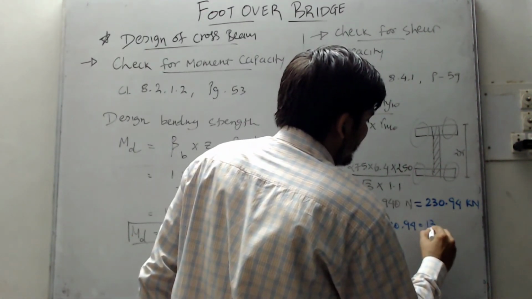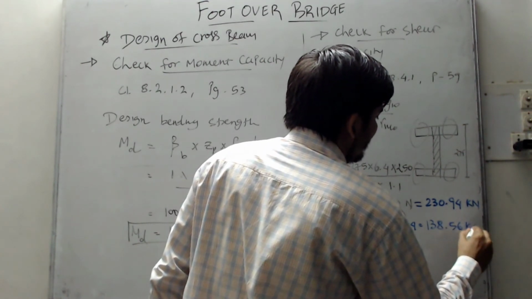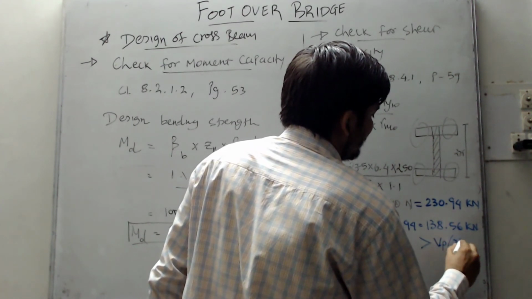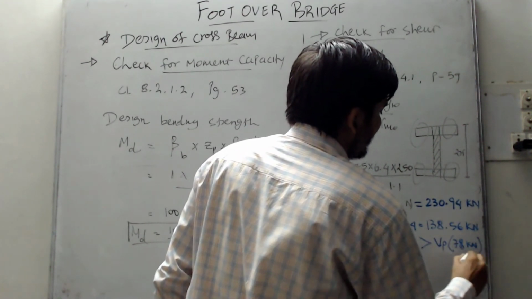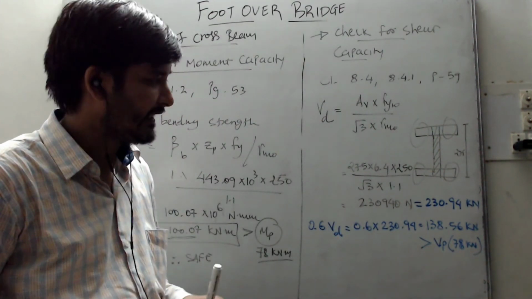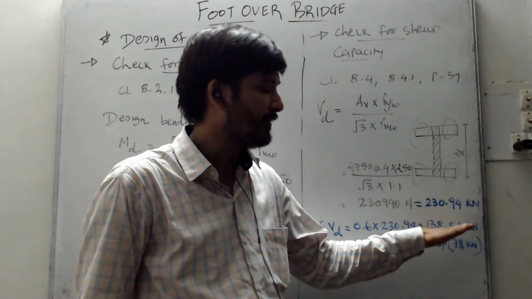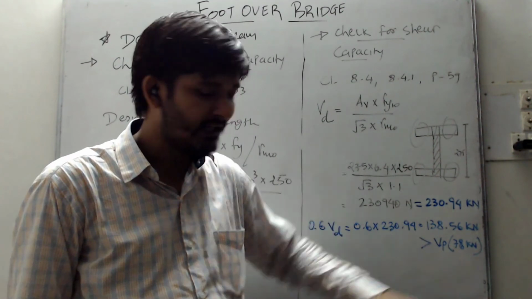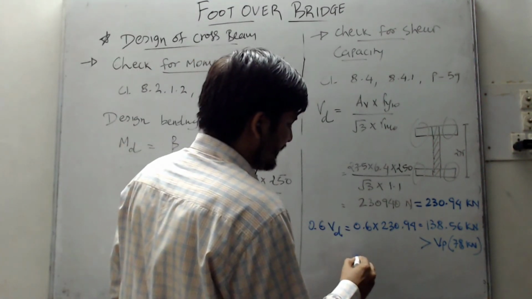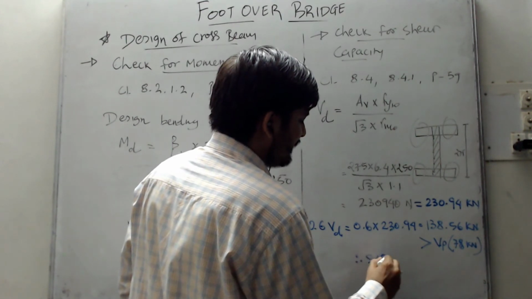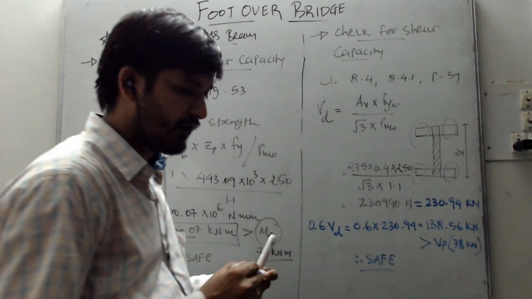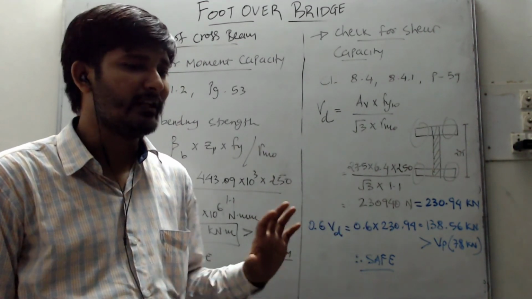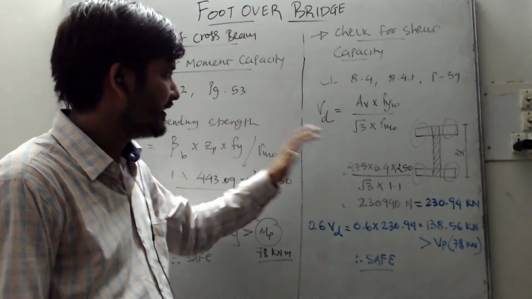138.56 kilonewton, which is again greater than VP, which was 78 kilonewton. So again this means that our section can carry shear force up to 138.56 kilonewton, and the actual shear force that is acting on our section due to the loading is 78 kilonewton. Therefore this can be termed as safe, and we can use the selected section for the application as cross beam in our foot over bridge. So this is how you do the design of a cross beam.